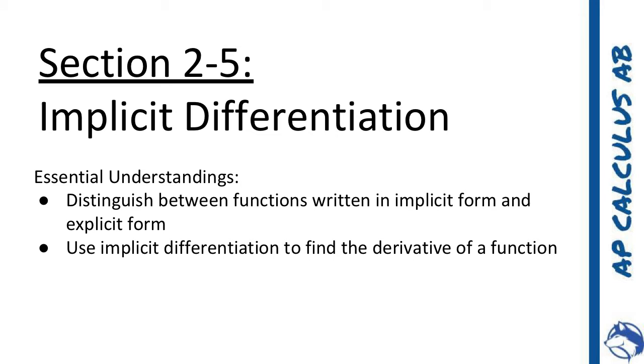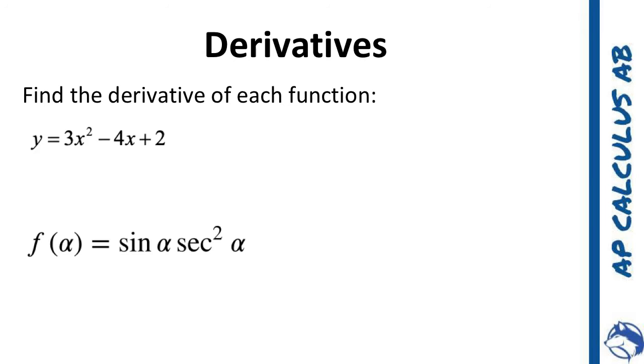So today we've got implicit differentiation. So distinguish between functions written in implicit form and explicit form. Use implicit differentiation to find the derivative of a function. So if we were to go ahead and find the derivatives of these functions, the first one, we're able to just do the power rule. So this is y prime, this ends up being 6x to the first power minus 4, and then the derivative of a constant is always 0.